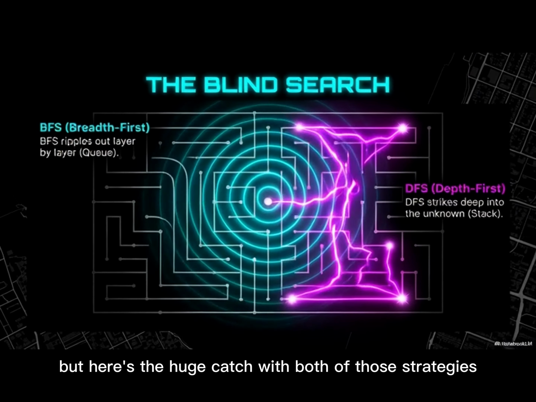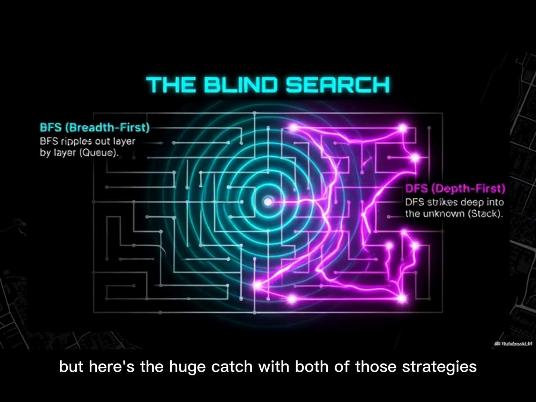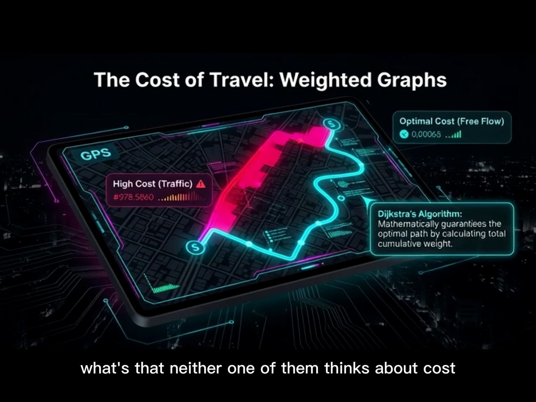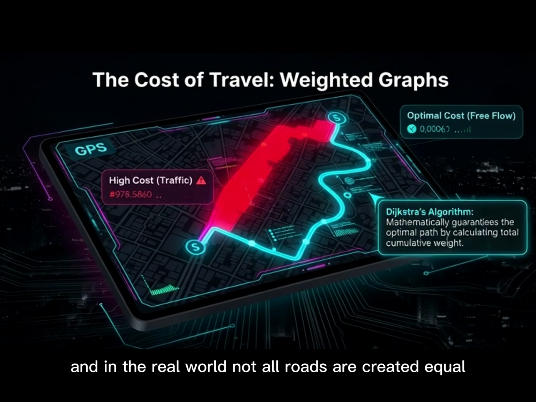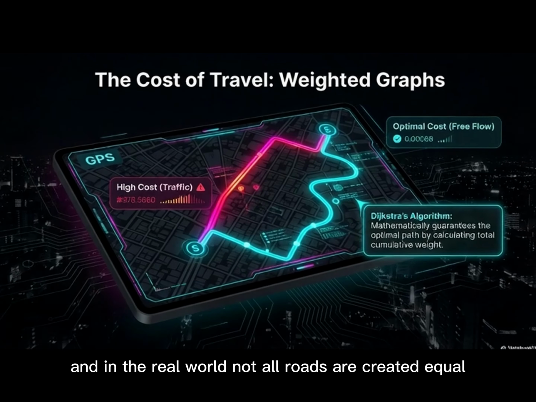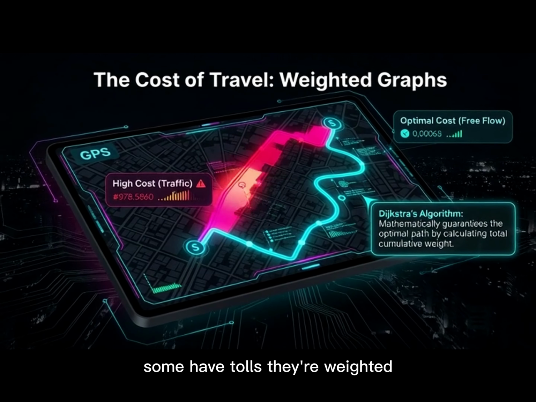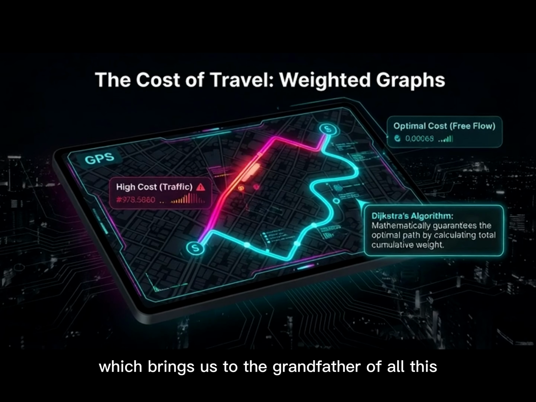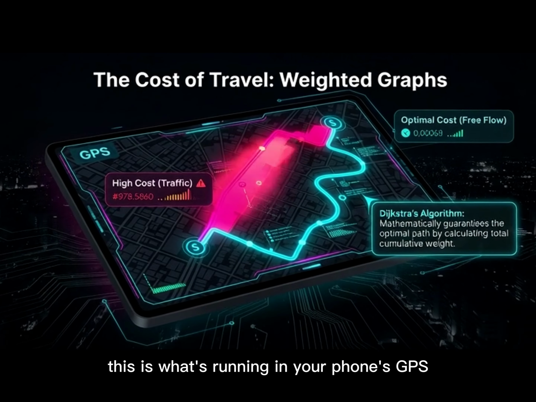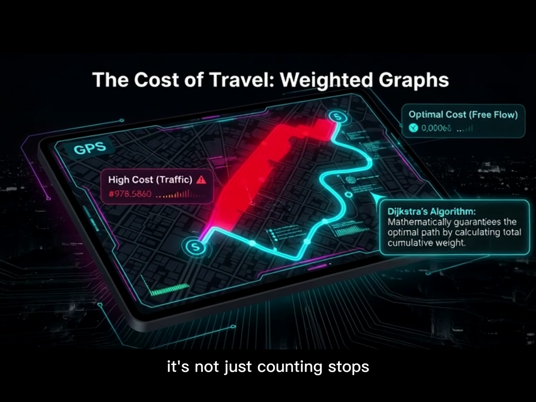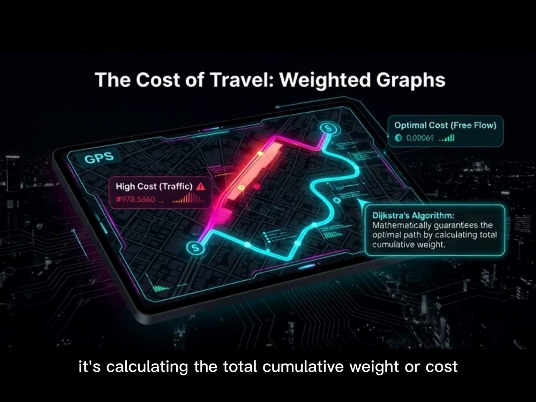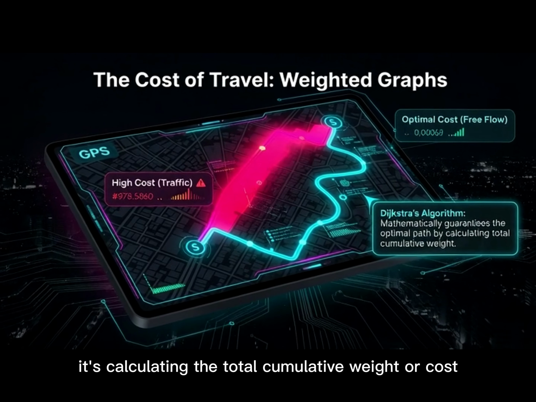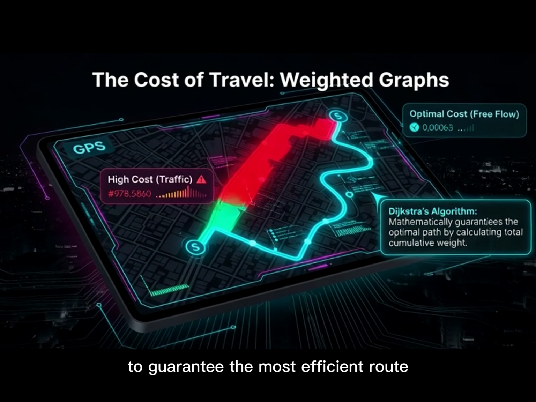Precisely. But here's the huge catch with both of those strategies. What's that? Neither one of them thinks about cost. And in the real world, not all roads are created equal. Right. Some have traffic, some have tolls. They're weighted. Which brings us to the grandfather of all this, Dijkstra's algorithm. This is what's running in your phone's GPS. It's not just counting stops, it's calculating the total cumulative weight or cost to guarantee the most efficient route.